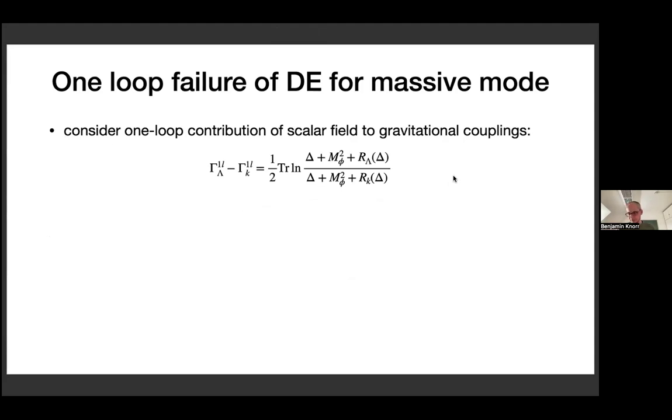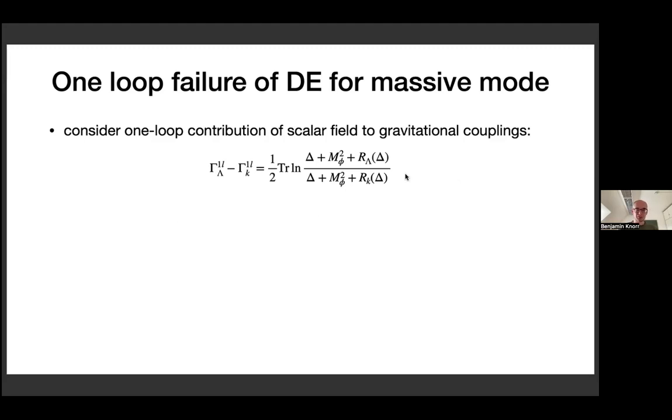You could ask the question now, let's take a purely massive theory, so no quantum gravity fluctuations, but just take a scalar field that is massive and check whether the derivative expansion works for this, for computing beta functions of gravitational couplings. I want to once again do the simplest possible case. Now I'm doing one loop. Okay, I take the Wetterich equation, I take a free massive scalar field, and I solve the Wetterich equation at one loop and look at the contribution to gravitational couplings.